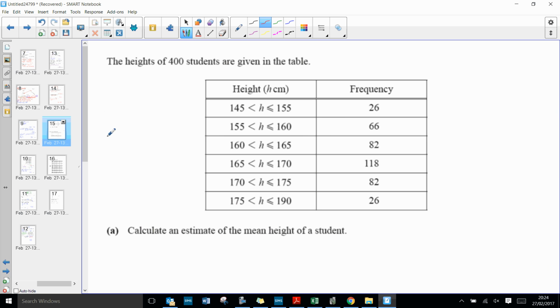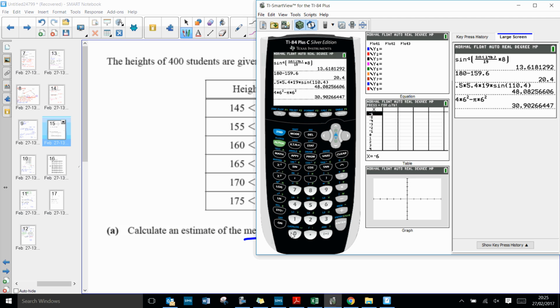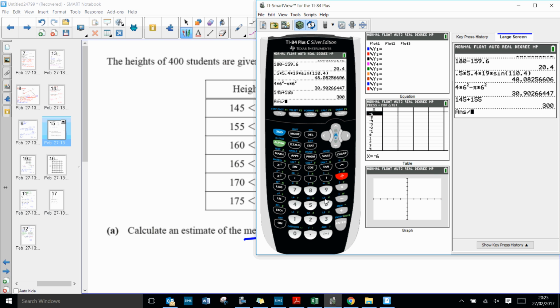Okay, find an estimate of the mean height of the students. If we're given a range of values, to find the mean, what we need to do is use the midpoints. Even if you're using the calculator, you need to find the midpoints. To find the midpoints, you add these two values up and divide by 2. So 145 plus 155, divided by 2, equals 150.